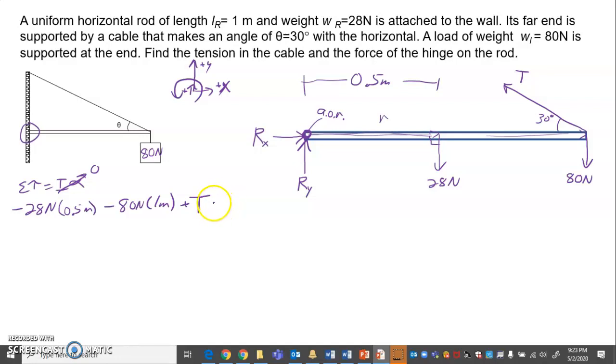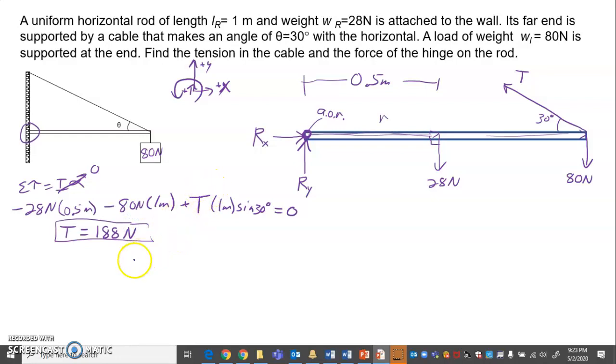But the torque created by the tension would be T times 1 meter times the sine of 30 degrees, and that's all equal to 0. So we only have one unknown in this equation, so we can go ahead and solve that. I'll leave the algebra to you, but it comes out to 188 newtons, and that's one of our answers.